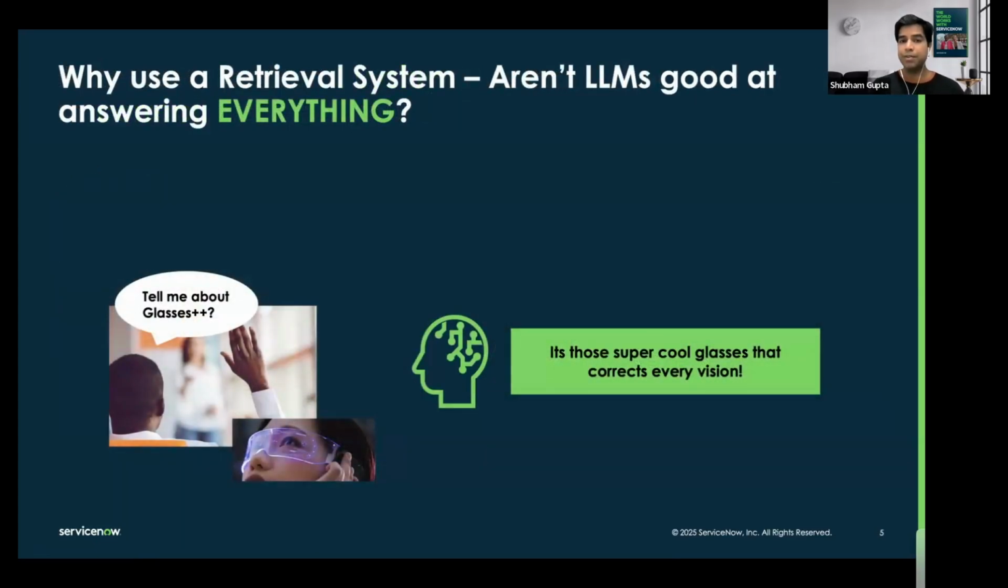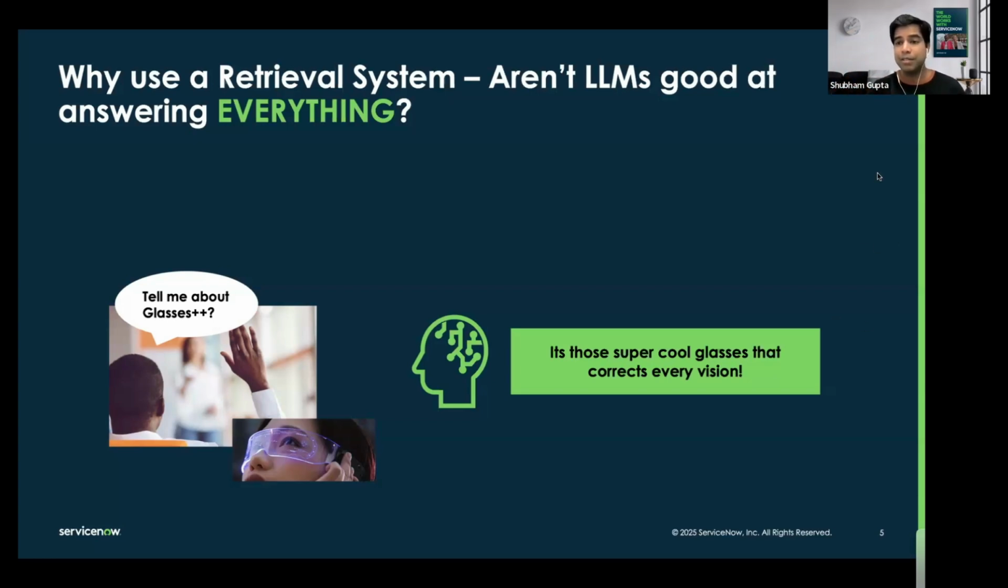Why do we even need a retrieval system? Aren't LLMs good at just answering everything today? Here we have a small case study to portray why LLMs are not enough to answer all questions accurately. Let's say there is a new product in the market, Classes++, and you want to ask an LLM what these Classes++ are. What you have in mind is classes, which are these VR glasses, which overlay a lot of information onto the real world.